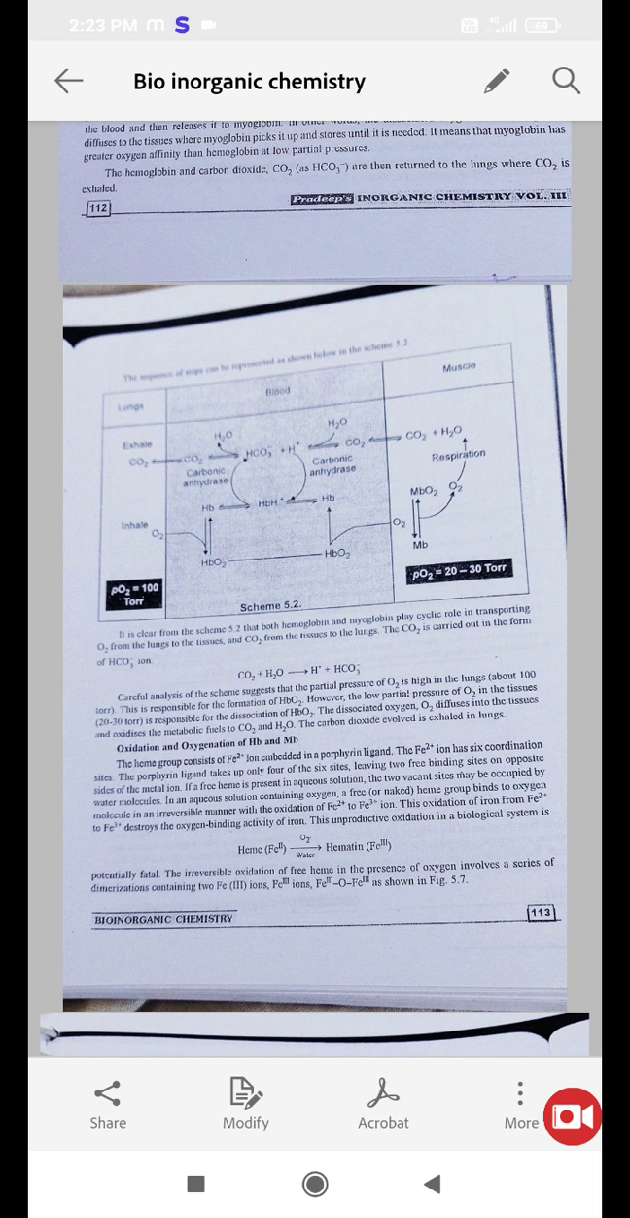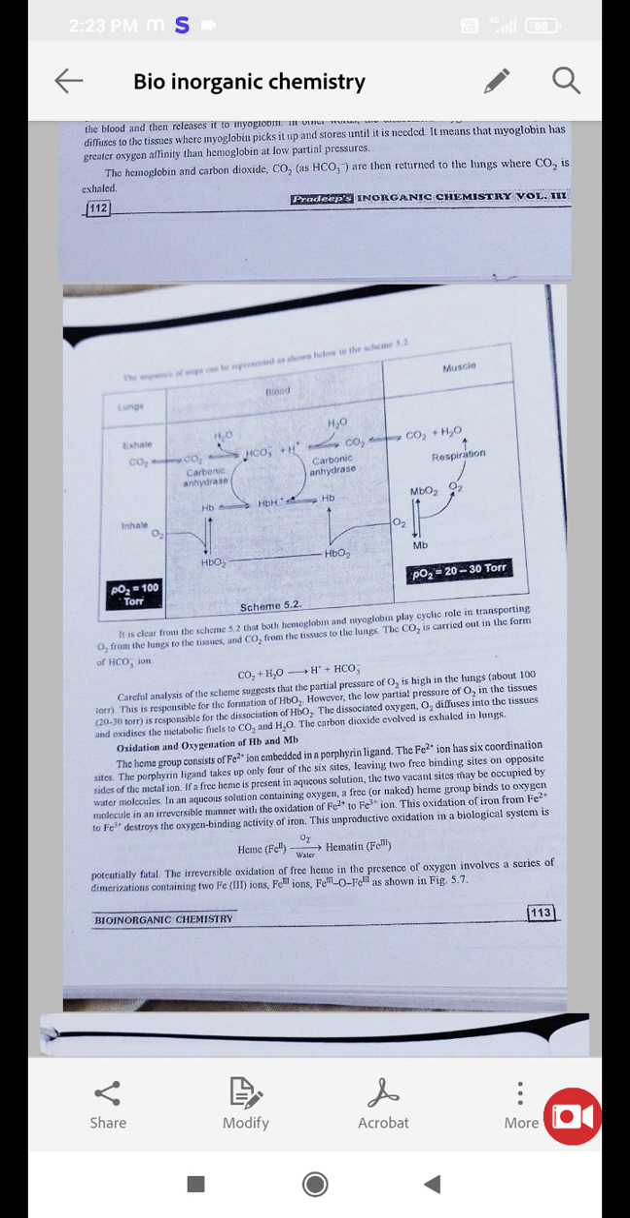Careful analysis of the scheme suggests that the partial pressure of O2 is high in the lungs, about 100 torr. This is responsible for the formation of HbO2. However, the low partial pressure of oxygen in the tissue, 20 to 30 torr, is responsible for the dissociation of HbO2. The dissociated oxygen O2 diffuses into the tissue and oxidizes the metabolic fuels to carbon dioxide and water. The carbon dioxide evolved is exhaled in the lungs.